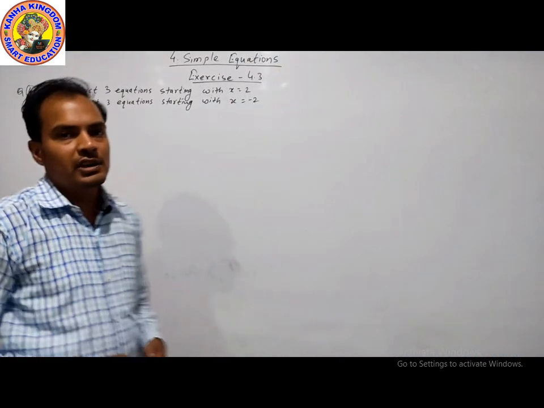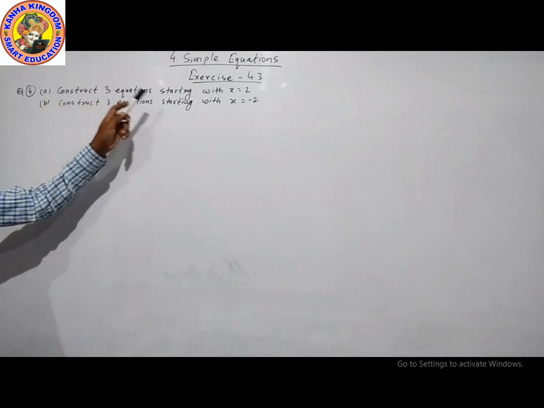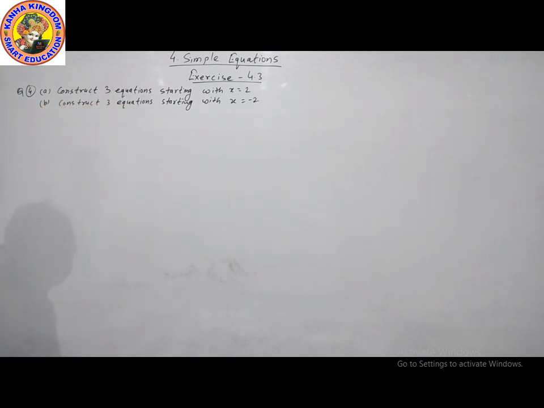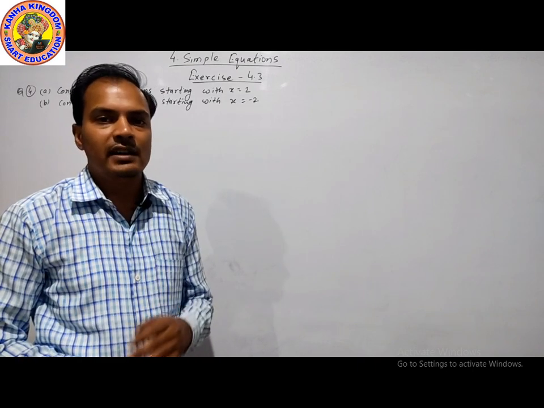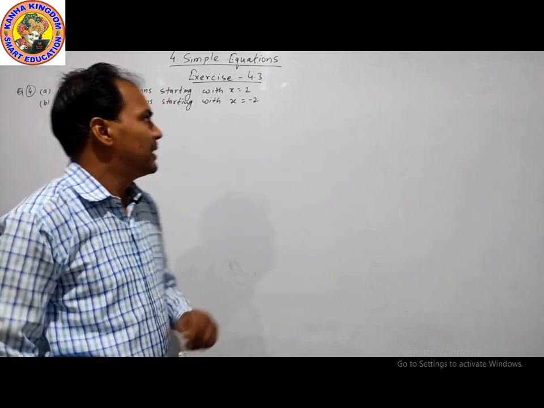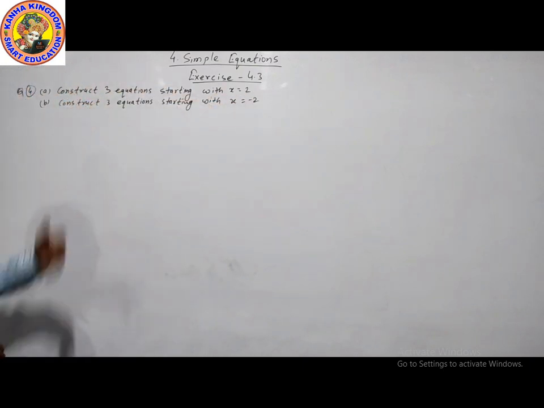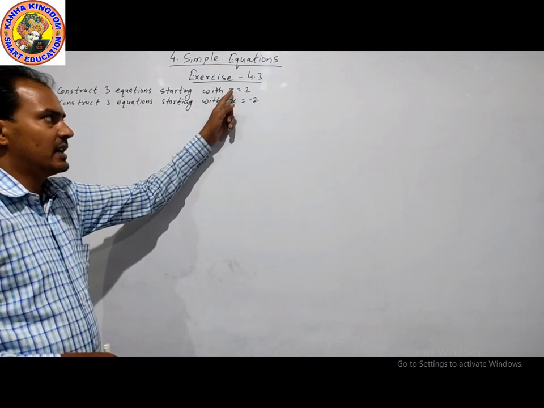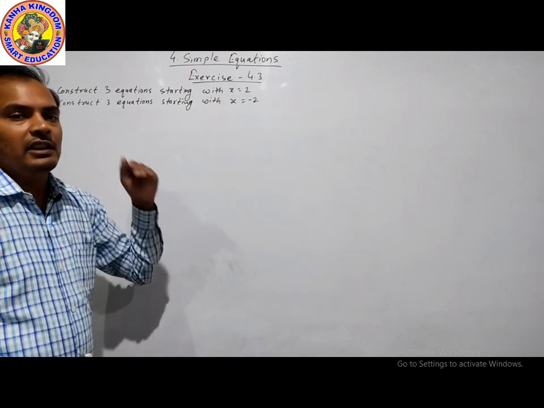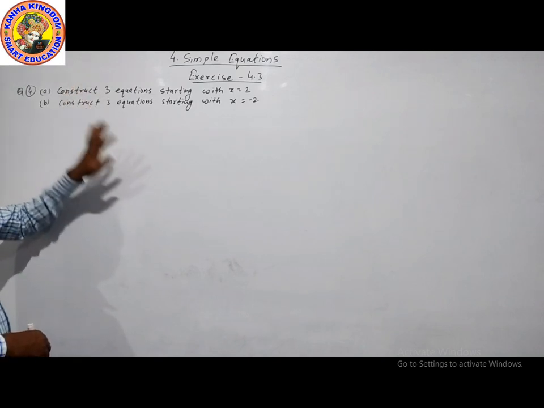Now our next question is question number 4, part first. Construct 3 equations starting with x is equal to 2. This is another type of question. In questions 1, 2, 3, we had to find the value of x. But here the solution x is equal to 2 is given. Now we will find any three equations. We can make infinite equations from this solution. We have to show only three equations.